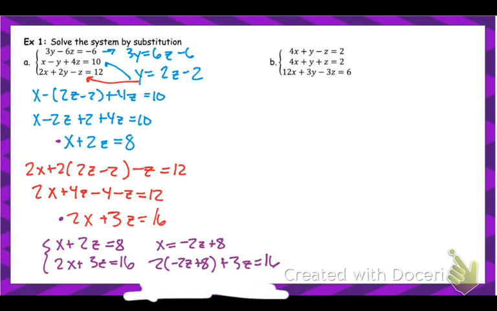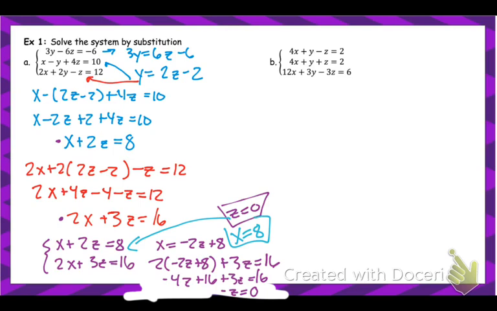All right, so that gives me negative z equals 0, which means that z is equal to 0. Once I have one variable, I can take that and plug it back into that 2 by 2 system to get another variable. So I plug in 0, that tells me that x is going to equal 8.